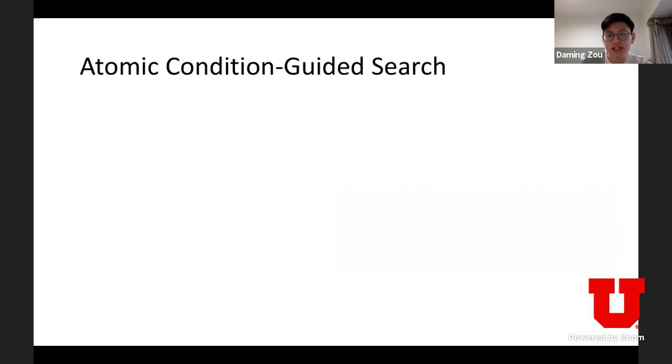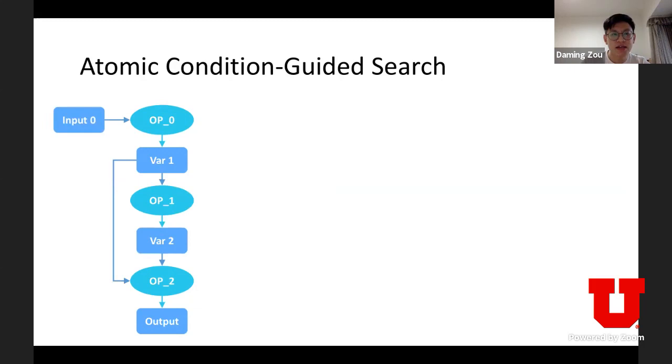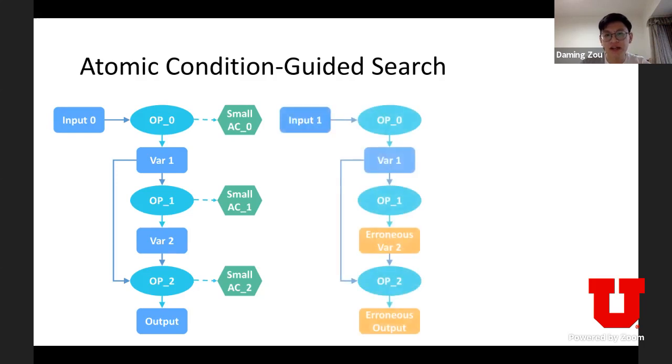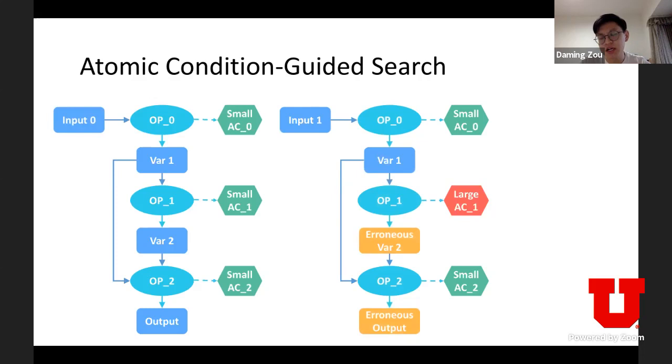And all the previous discussion leads to our final approach here, atomic condition guided search. This is a dynamic search-based approach. In this approach, we first generate input and track its execution and calculate the atomic condition on each operation. Our goal is to find the largest atomic condition on each operation. And as the search continues, we may find some operation involves a very large atomic condition, and it may lead to erroneous intermediate results and may also lead to erroneous final results. We use an evolutionary algorithm here as the search module, and other search modules can be easily integrated.